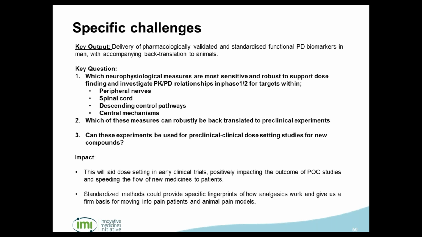Now that's particularly important because obviously we often have targets located within different compartments within the pain pathway, peripheral nerves, spinal cord, send control pathways or central mechanisms, and therefore different neurophysiological measures might be more sensitive in these different compartments. In developing new medicines, we need to also understand which of these measures can actually robustly be back translated into our preclinical experiments. And that's important because if we can understand this, we can then use these preclinical experiments in the future for dose setting studies for our new compounds.